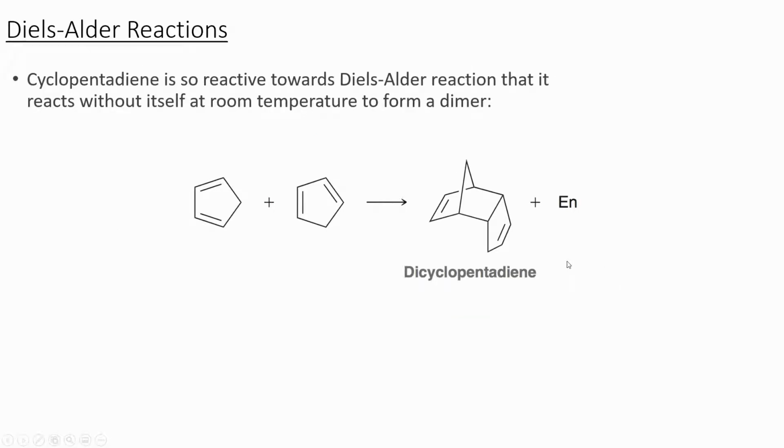We can even react cyclopentadiene with itself. One of the molecules of cyclopentadiene reacts as the dienophile, and then the other reacts as the diene. And so in this case, if we have a cyclic dienophile, we're actually going to get a fused ring at this position, and also the bicyclic structure due to this carbon.